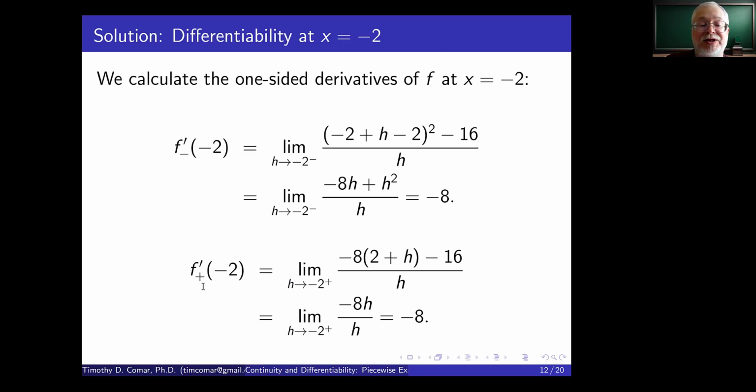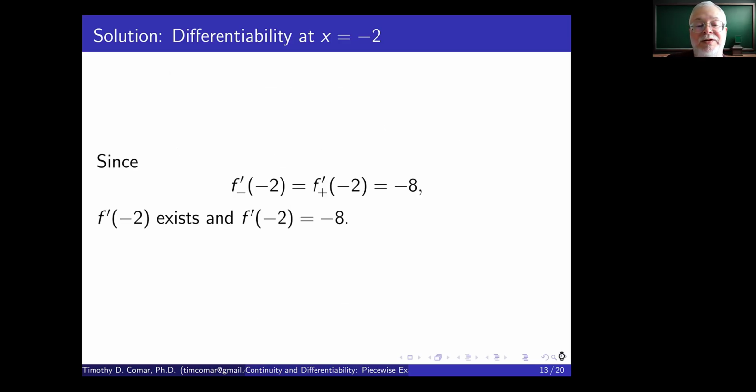If we're going to compute the right-hand derivative at -2, we're going to need to use that -8x definition for the function there. Function value is still 16, and the limit is easily shown to be -8. So since the left and right-hand derivatives at -2 are both -8, the derivative itself at -2 exists and, of course, is equal to -8.